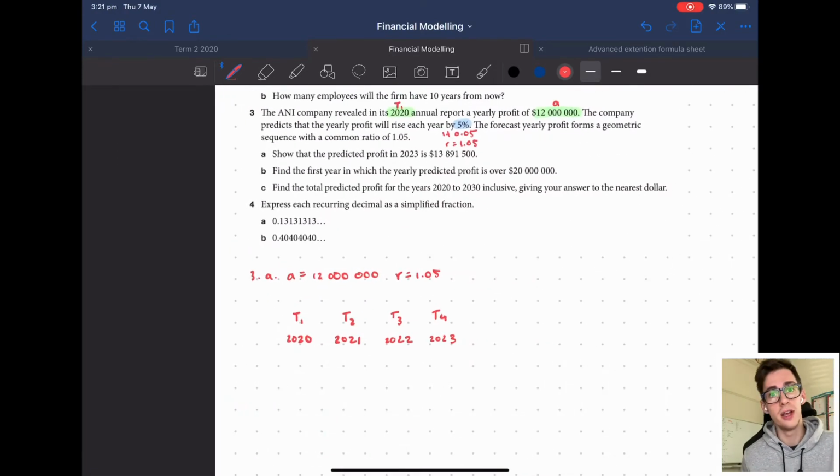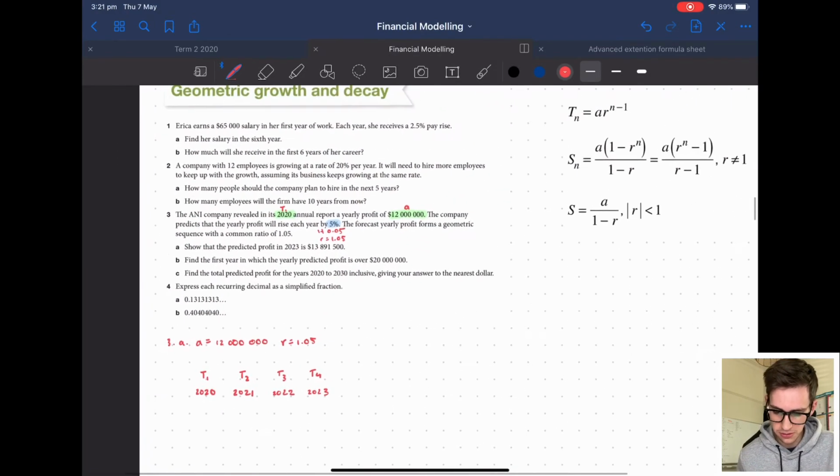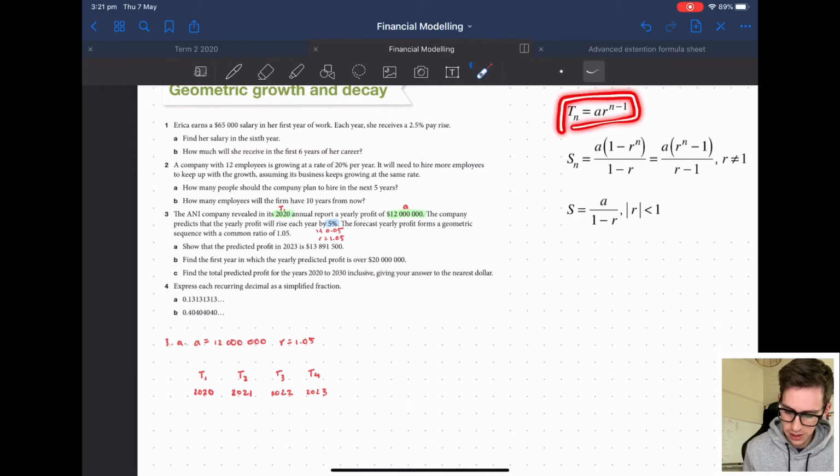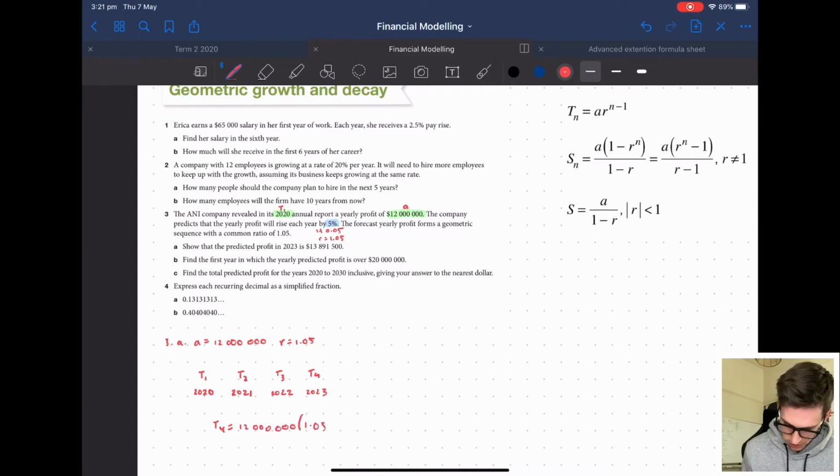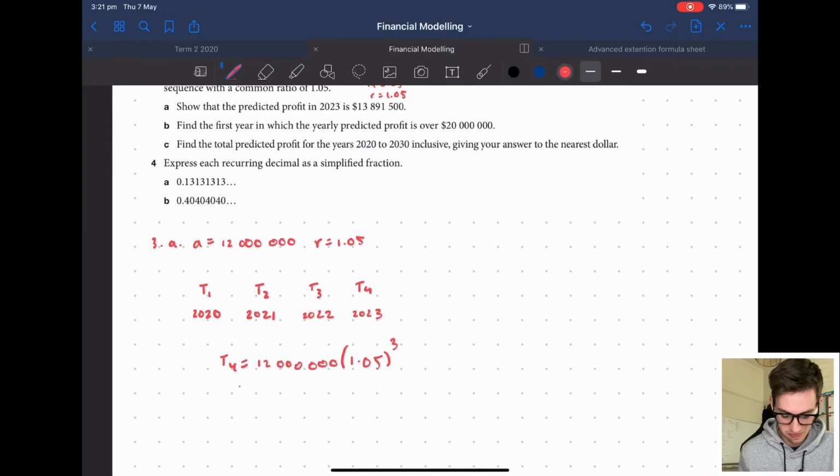Now that I know that, I can find it really easily. I know that this is geometric because it told me in the question. I'm looking for the term, so I'm going to be using this formula just up here. I'm going to go T4 is A, so 12 million, times R, 1.05, to the power of n minus 1, 4 minus 1 is just 3. Hopefully we've got that by now. We pop that into our calculator and I get, pretty sure it comes out nicely, 13,891,500.